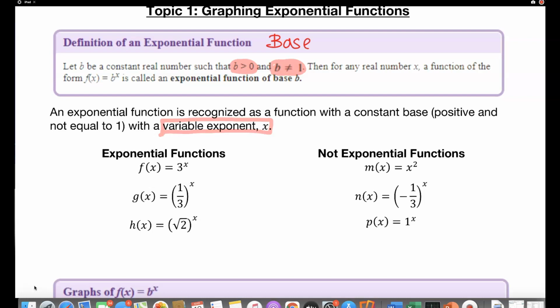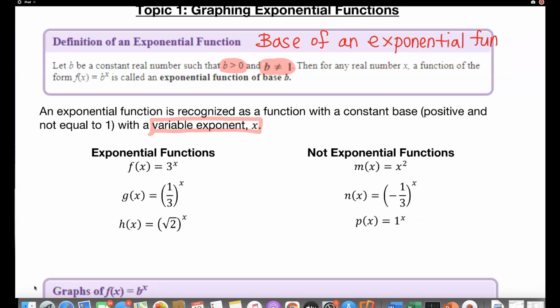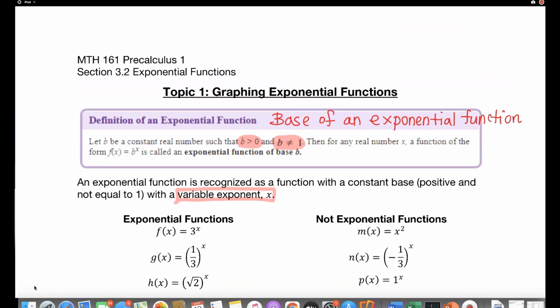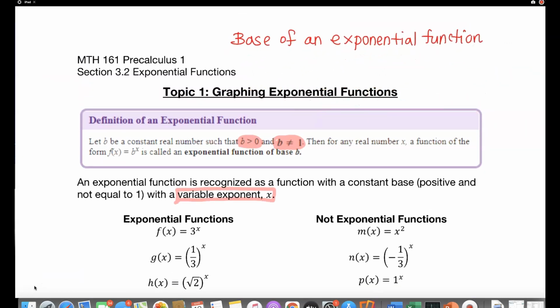The base of an exponential function must be a positive number that is not 1. So no negatives, no 1, and no 0. It has to be a positive number.